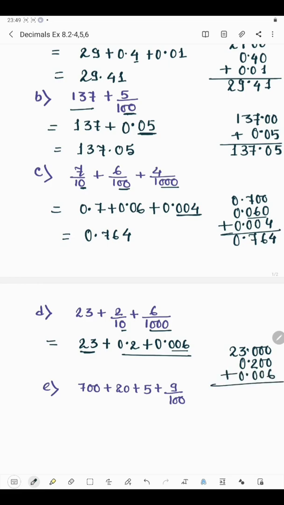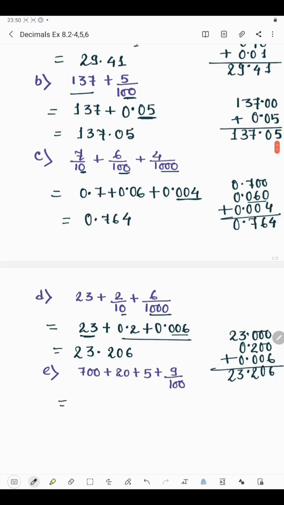Now we'll add this. 6 plus 0 plus 0 is 6, 0 plus 0 plus 0 is 0, 2 plus 0 plus 0 is 2, 3 plus 0 plus 0 is 3, and 2 will come down. So it will become 23.206.